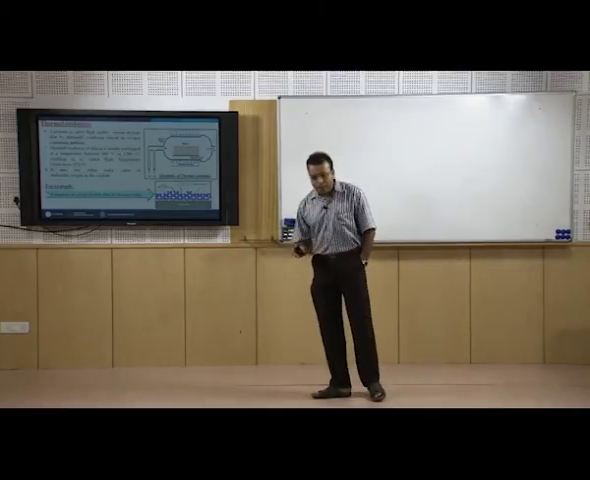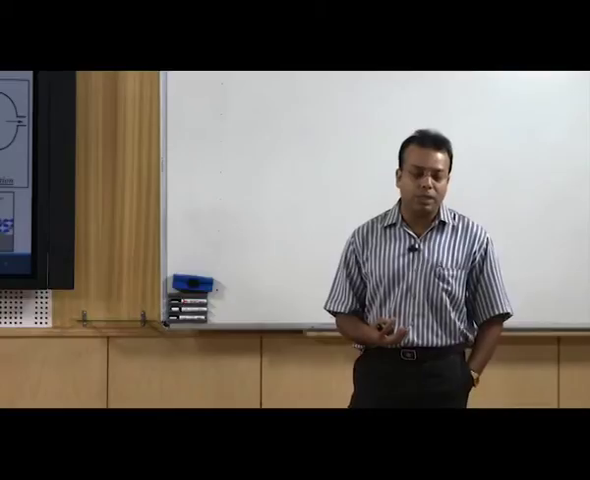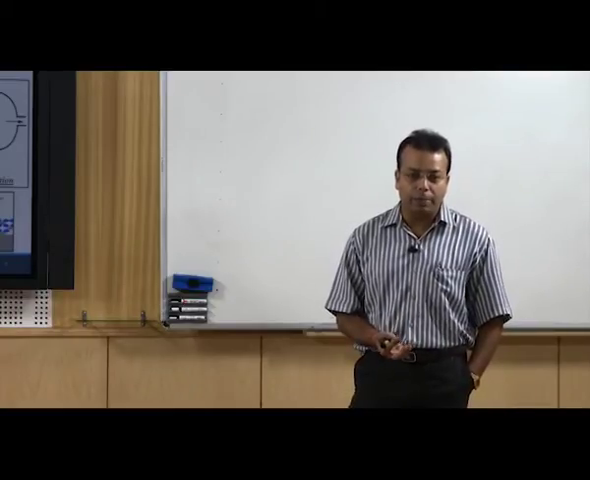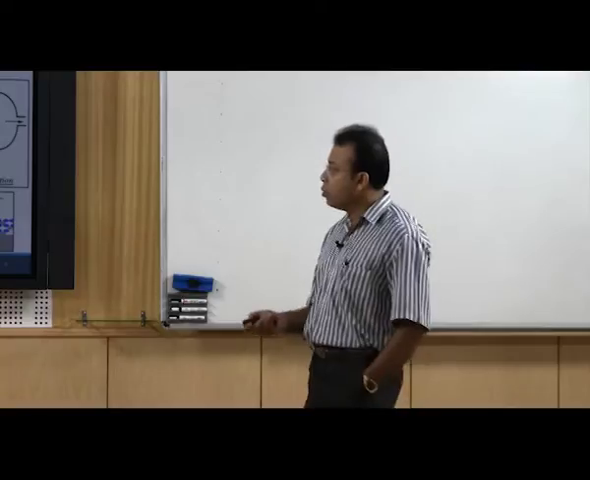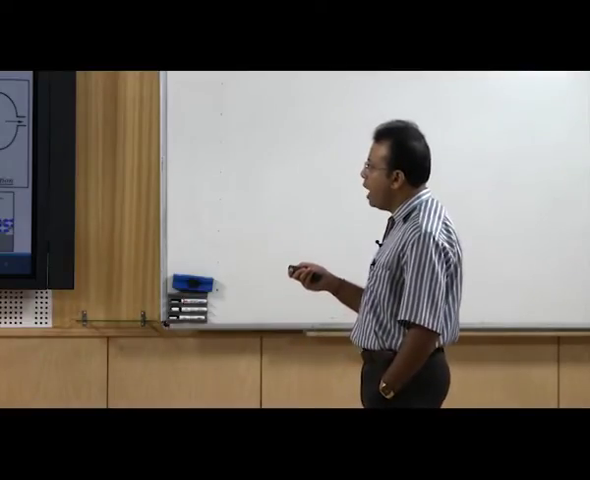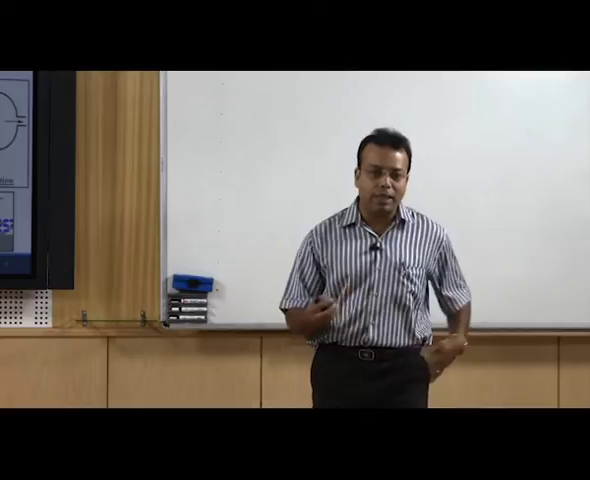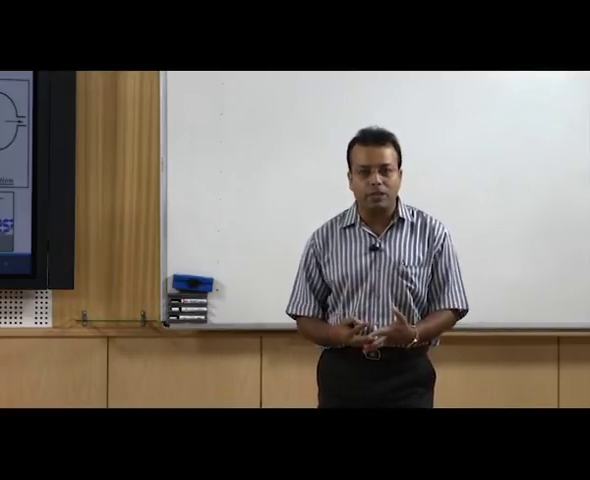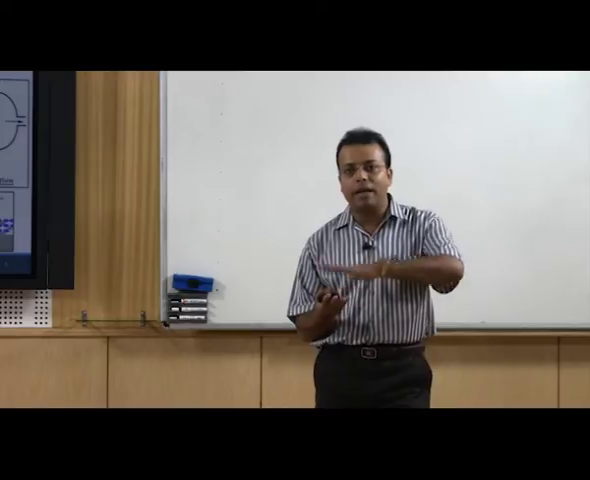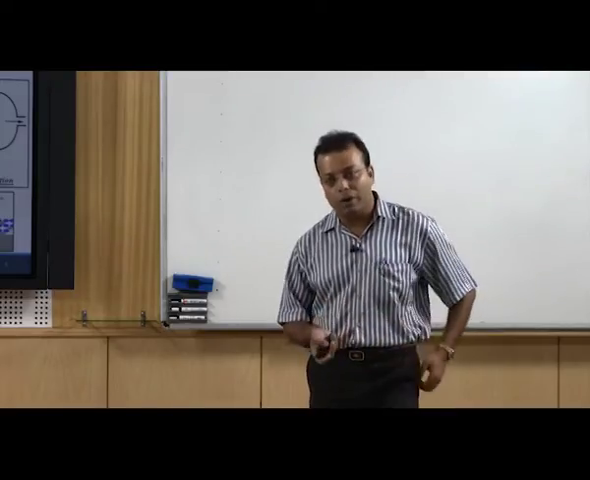So, in the name itself, thermal oxidation means we are using some kind of heat energy to agitate the materials, and by which we are doing the coating. So, what is the definition? A process to grow high quality silicon dioxide film by thermally oxidizing silicon in an oxygen containing ambient. So, simply we are taking the silicon wafers, then we are heating those silicon wafers in the oxygen environment, so that silicon atoms and oxygen can react with each other and form silicon dioxide, and that silicon dioxide we can directly deposit onto our substrate.